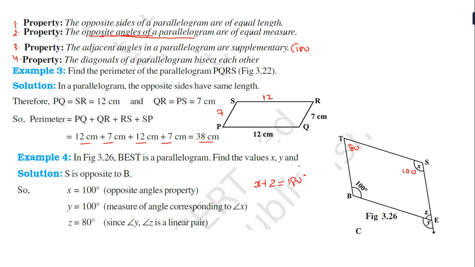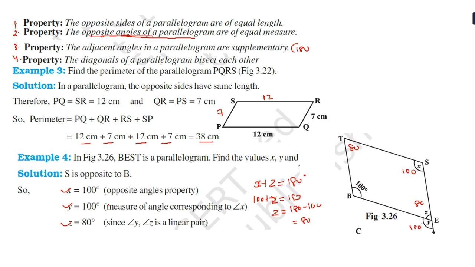Why? Because of the supplementary property of adjacent angles. X we already know is 100. So z is equal to 180 minus 100, that is 80. So z is equal to 80. Now z is 80, then here again it is 100 because it is a linear pair. So we can easily get x is equal to 100, y is equal to 100 and z is equal to 80. These are all examples you can see also in the text.